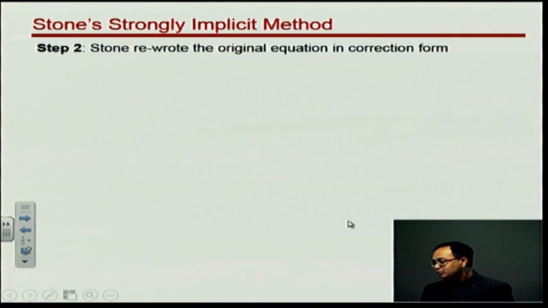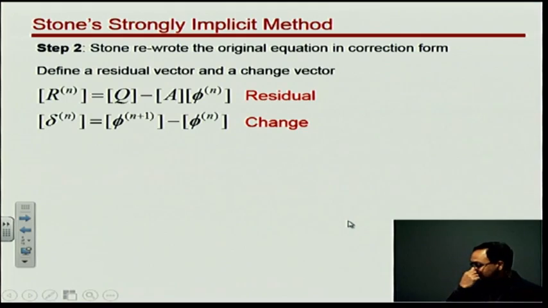Alright, so step 2: Stone first rewrote the original equation in its correction form. We talked about the correction form in the last class. I will revisit it shortly, but before I do that, here's what he did. He first defined a residual. Instead of using, for example, phi star as the value of phi at the previous iteration and phi as the value of phi at the current iteration, he actually started using superscripts for the iteration number. So for example, r with a superscript n means this is the residual at the nth iteration.